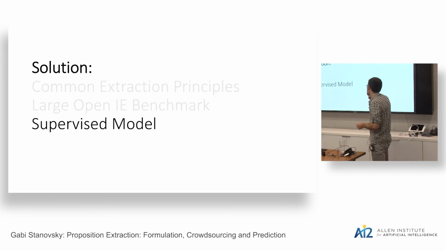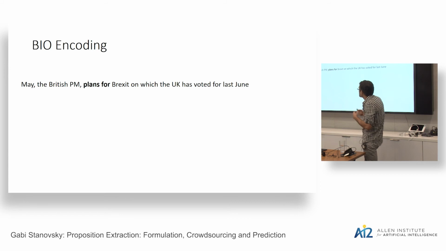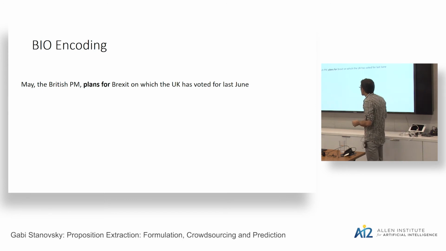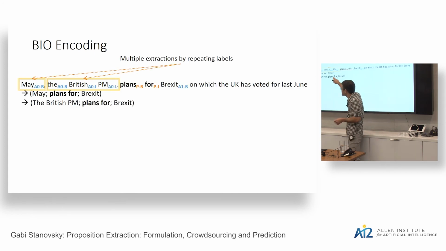Certainly. So this work was presented previously, and now we're working on a supervised model based on those annotations. We start with the BIO encoding, and we have some variations compared to other BIO encodings, specific for the OpenIE task. If you look at the sentence, "May, the British Prime Minister, plans Brexit, on which the UK has voted last June," we want to tag this with BIO tags given some OpenIE extractions. So we have these gold OpenIE extractions, and we add BIO tags.